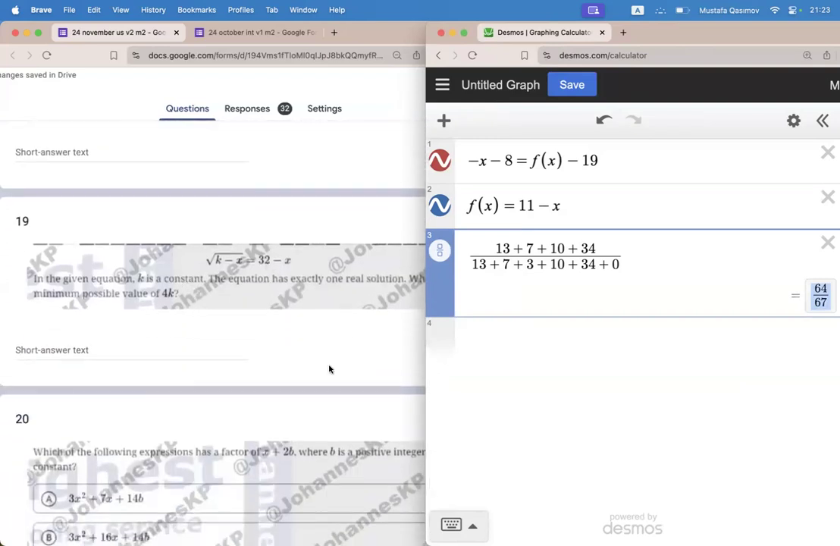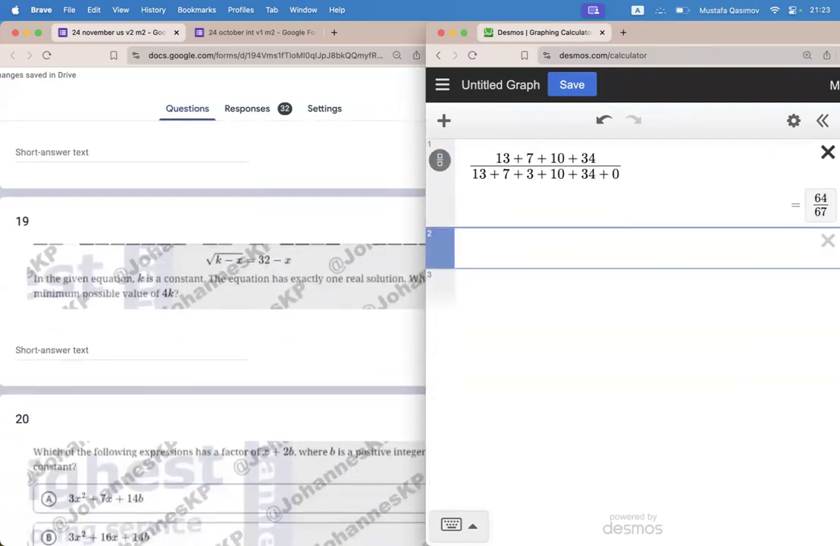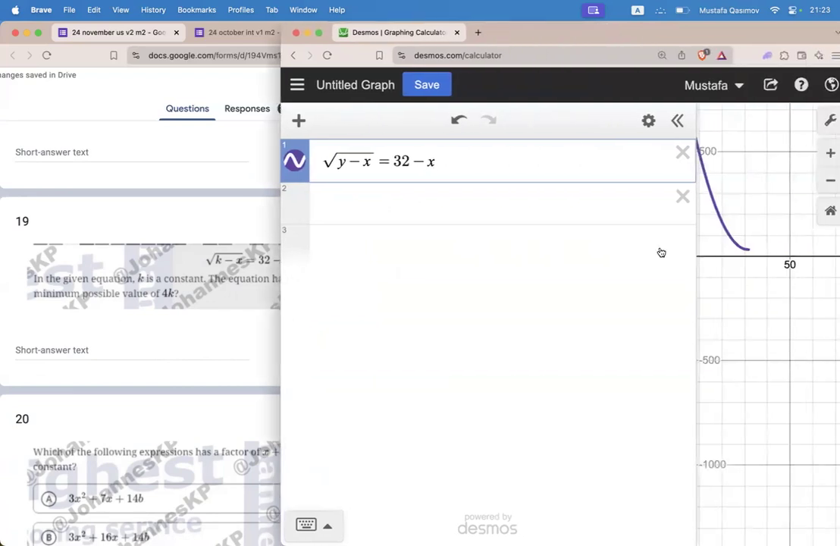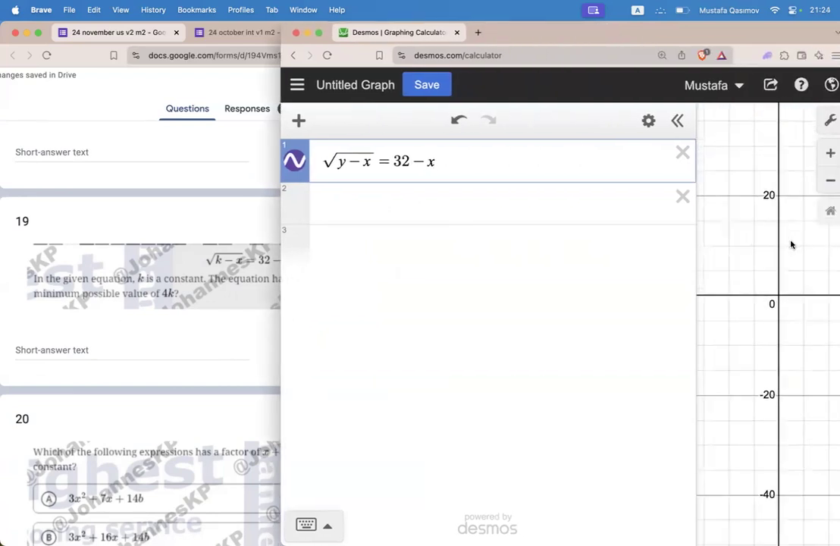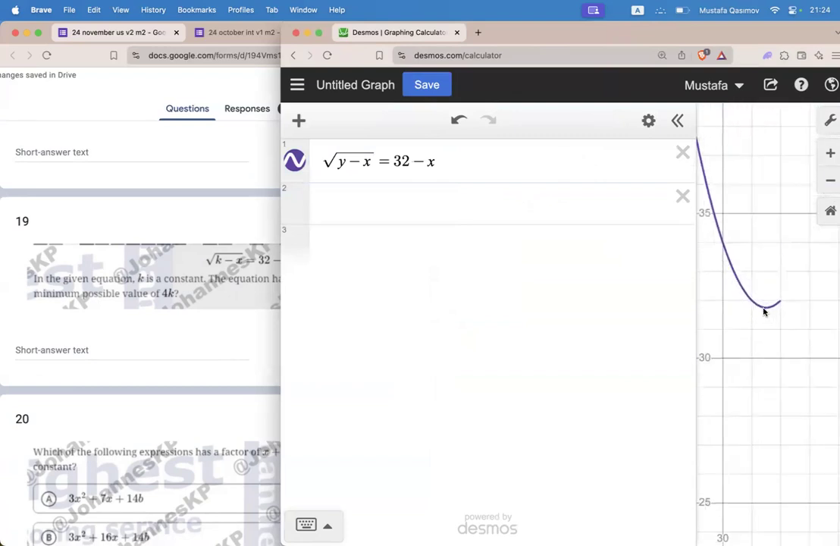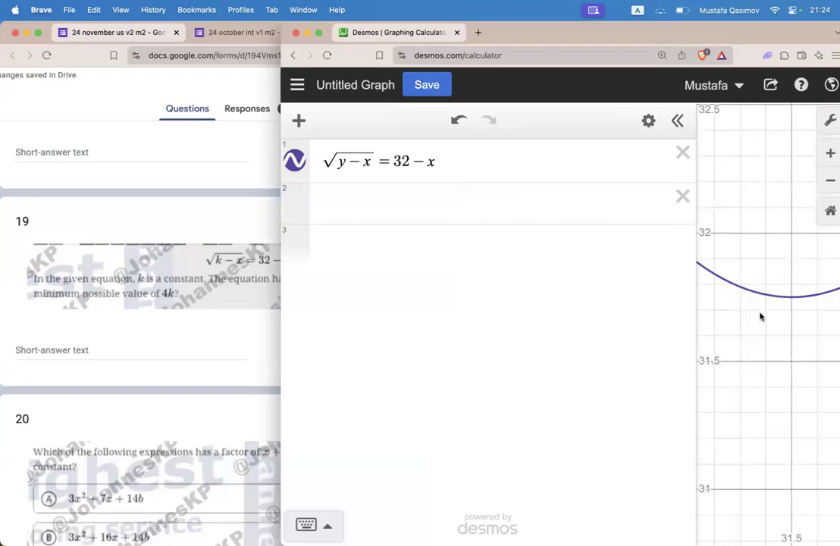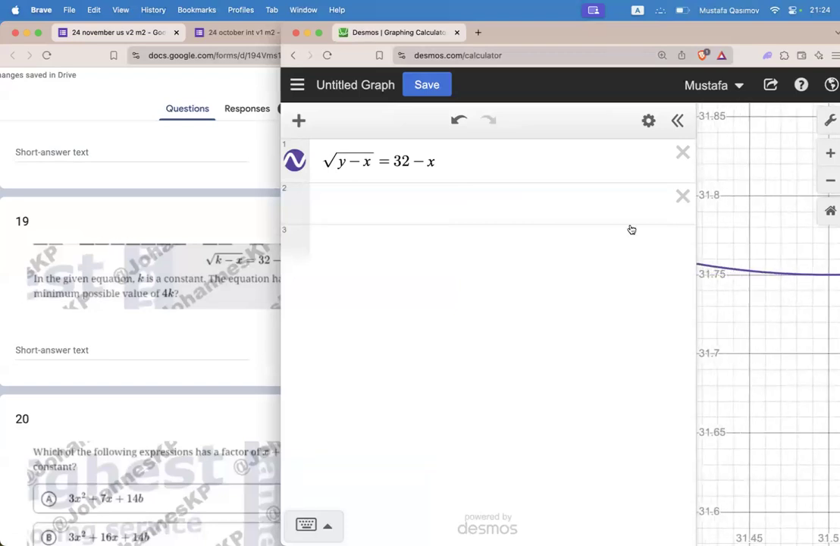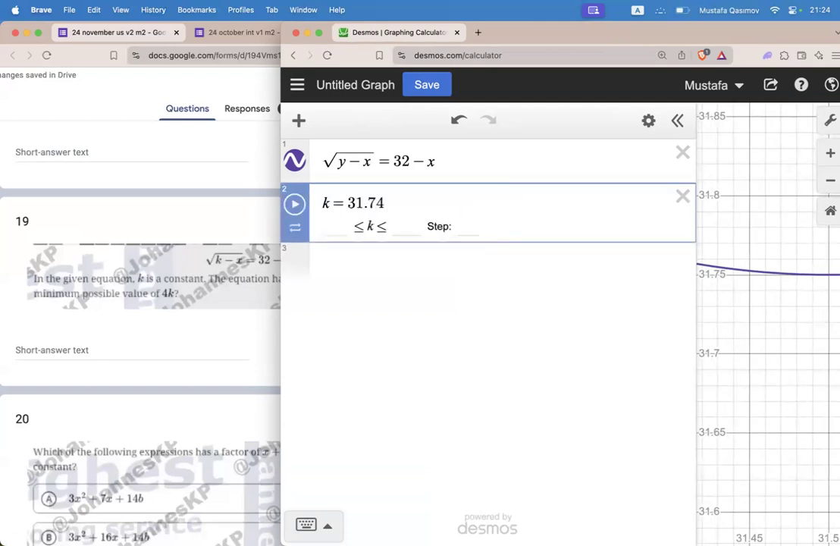Okay. This one, we have to just write the decimals. We have to write instead of k y, the square root of y minus x is equal to 32 minus x. Then you have to look at this turning point, or vertex point. You have to zoom in very close, and you will see that it is actually 31.75. So k is equal to 31.75. Then you have to multiply by 4. So the answer is 127.